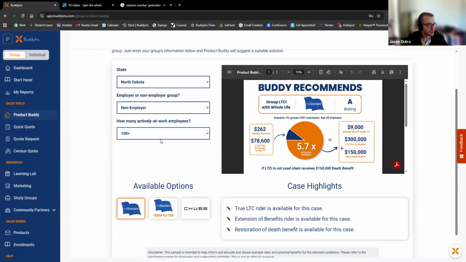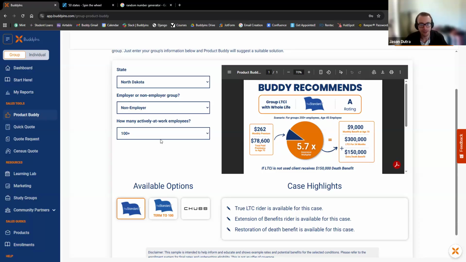So generally, the carrier roster is going to shrink significantly. What we generally see is that the two carriers that are most receptive to associations, and Transamerica is receptive as well, but you're not going to get the same enrollment terms as you would with the carriers on this list, are the Standard and Chubb.